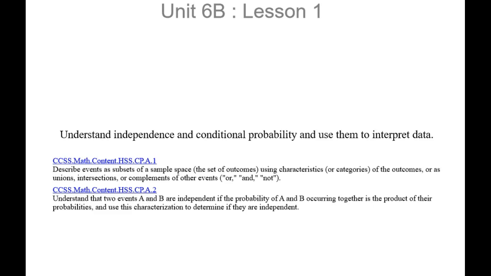Unit 6B, Lesson 1. In this lesson, we're going to start off by talking about the difference between theoretical and experimental probabilities. Then we're going to move on to discuss the difference between dependent and independent events. And then to finish this lesson, we're going to discuss some new terms that include the intersection, union, and complement of events.